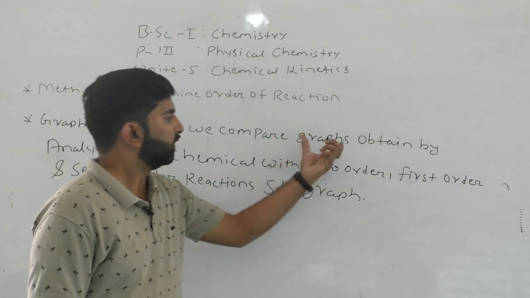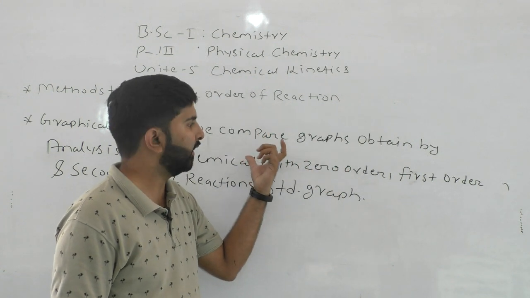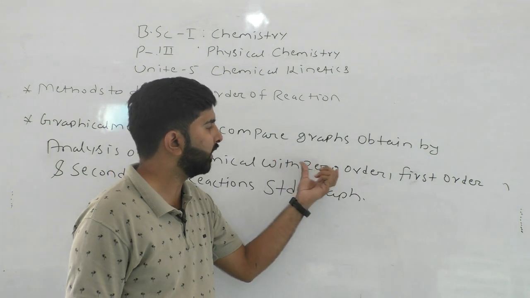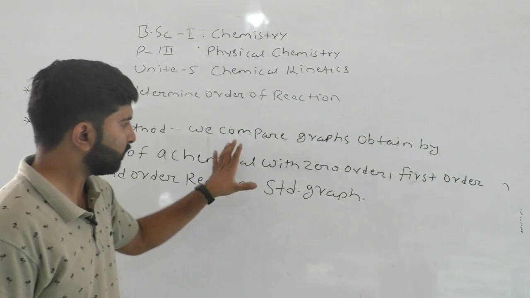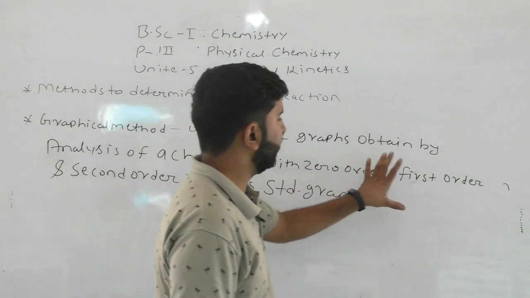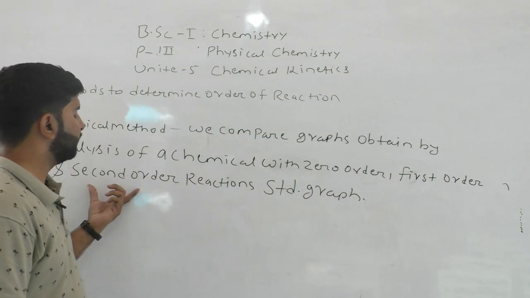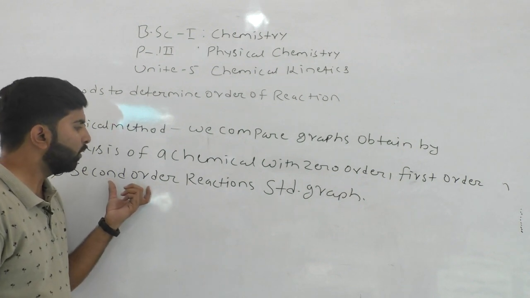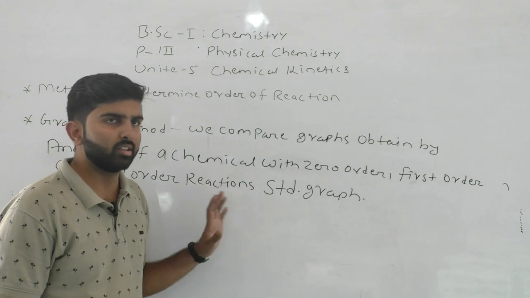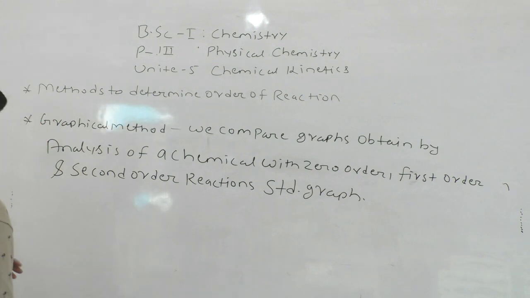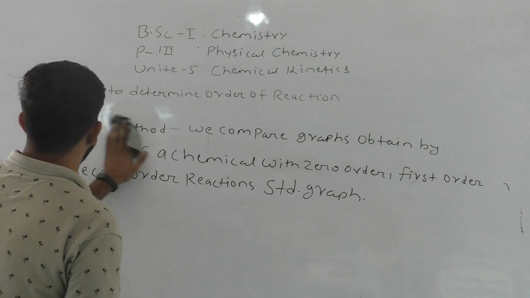If the obtained graph matches with zero order, then we say that the order of this chemical reaction is zero order. If the graph obtained matches with first order standard graphs, then we say that the chemical reaction's order is first order. If the obtained graph matches with the standard second order reaction graph, then we say that the order of the chemical reaction is 2. So now we write the standard graphs of zero order, first order and second order reactions.